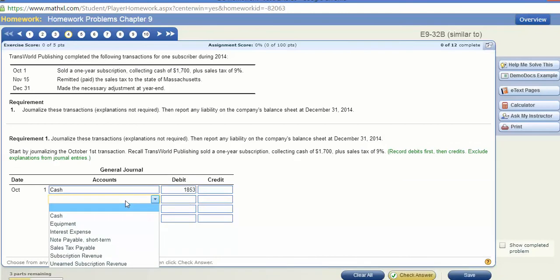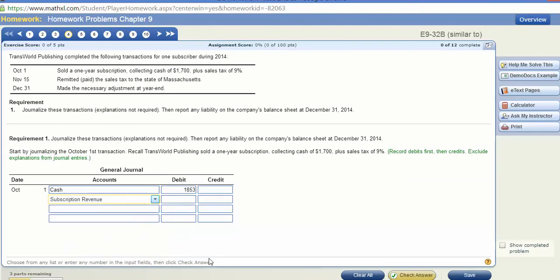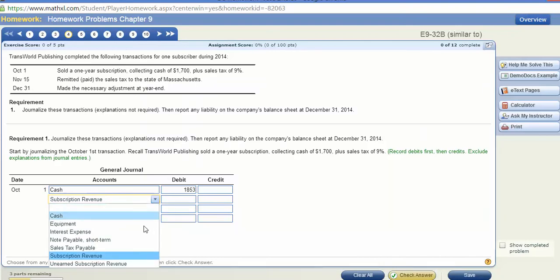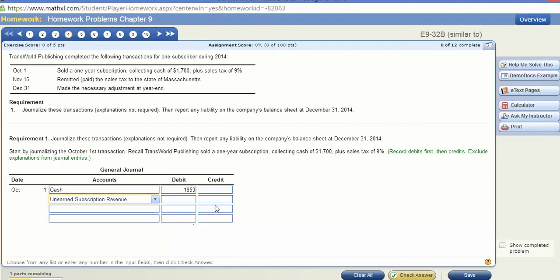Okay? We would love here to book subscription revenue, right? The problem is that we sold this one-year subscription ahead of time, collected cash, but we haven't earned it yet. So you need to not book subscription revenue, you book unearned subscription revenue. And what you've earned is 1,700. You're not in the business of earning sales tax. That's what the state does.